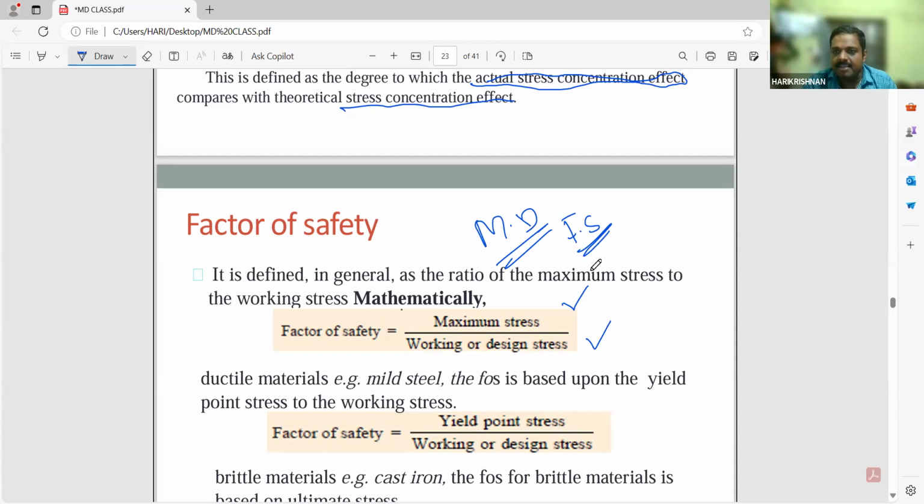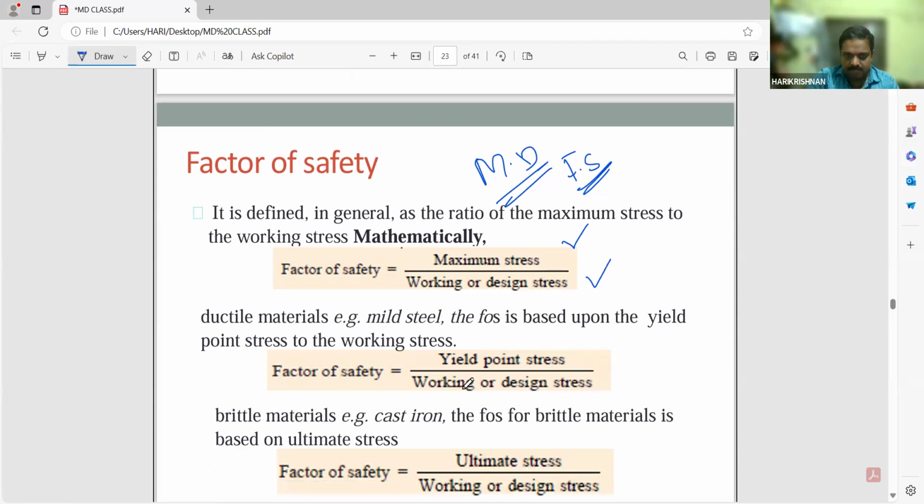If the factor of safety is not there, it will fail. It is defined as the ratio of maximum stress to the working stress. For a ductile material like mild steel, the factor of safety is yield point stress divided by design stress, because in ductile materials the stress strain curve has a yield point. But a brittle material will fail without that. So the factor of safety is yield point stress divided by working stress.